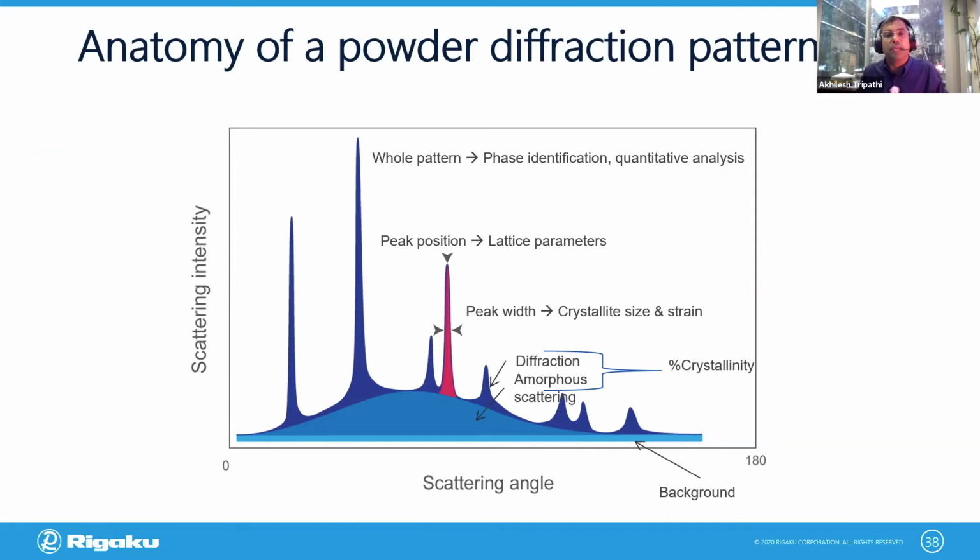The widths of the peak shown right here in the red peak, right in the middle, are very indicative of the crystallite size and strain. For example, if you have nanomaterial, this width of the peak would be very broad compared to a crystalline material. So when the nano word came, you could quickly put this material and see they had very broad peaks. Peak position is very indicative of lattice parameter, which means how much this material differs from other known material of similar type. The whole pattern as such will give information on the phase identification and quantitative analysis.